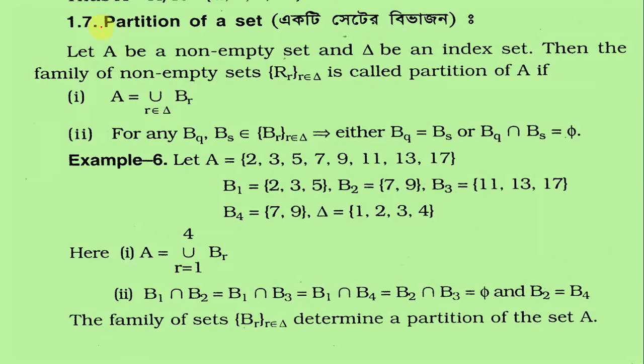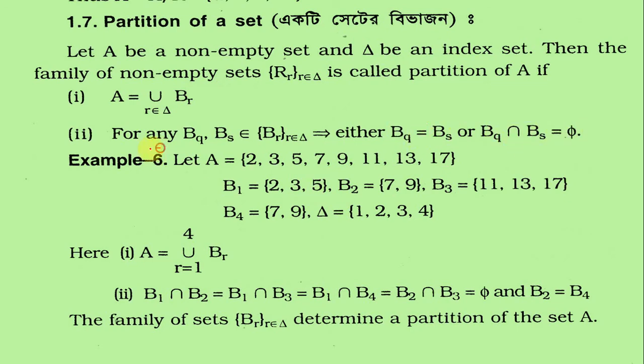Dear students, we will discuss partition of a set. Let A be a non-empty set and delta be an index set. Then the family of non-empty sets is called a partition of A if A is equal to the union of B_r for r belonging to delta. For any B_q, B_s subsets of A, r belonging to delta, implies either B_q is equal to B_s or B_q intersection B_s is equal to phi.